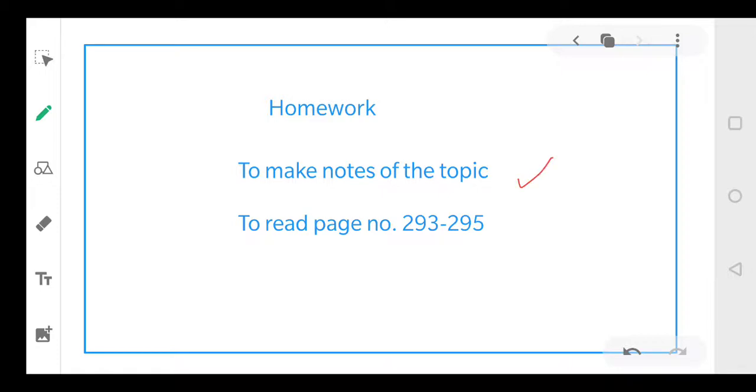Now coming to your topic, dear students, first of all make notes of this topic. So you will beautifully draw the diagrams and you will make notes of this topic, and then you will go through the page numbers 293 and 295. Right everyone? So you will read the page numbers 293 and 295, and if there is any doubt you will certainly send your queries to me on my personal number.